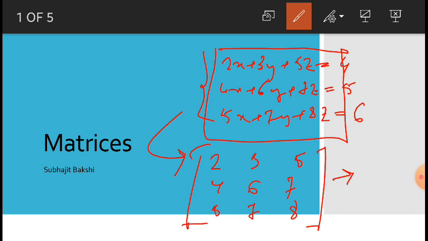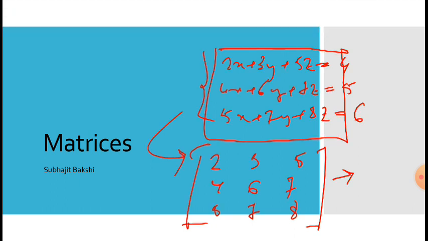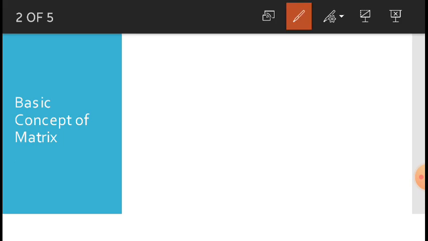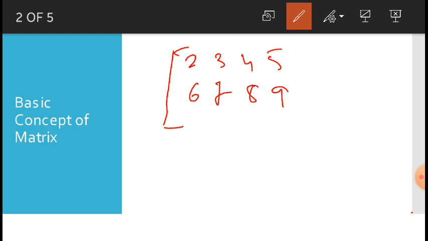Now let's check what the definition of a matrix actually is. A matrix looks like this: 2, 3, 4, 5, 6, 7, 8, 9. So this is also a matrix. Here you can see that there are 8 elements.